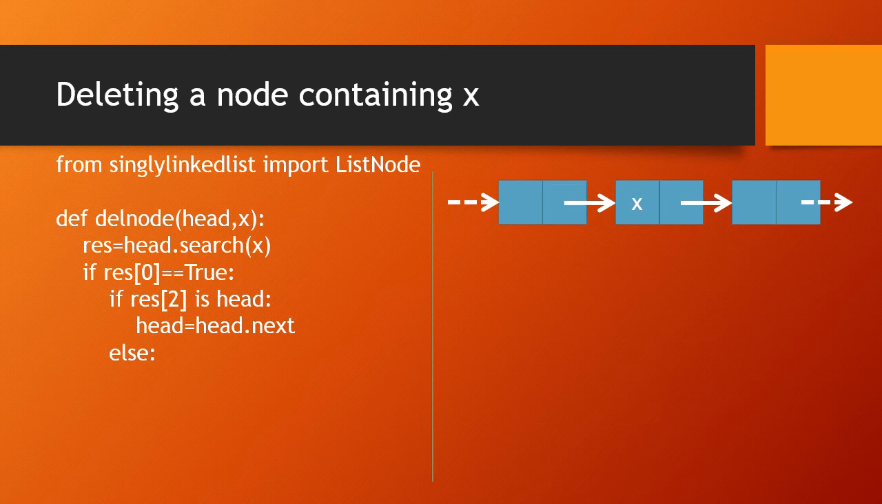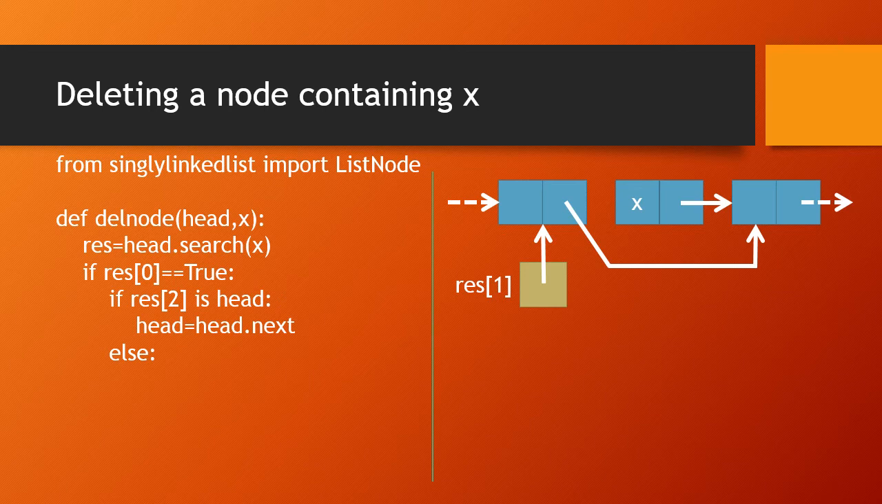But the other scenario, where our else would execute, will be when X is not in the first node of the list but some other node. Res 0 is already true. Res 1 will point to the node before the node containing X. Res 2 will point to the node containing X. What do I want to do? This is what I want.